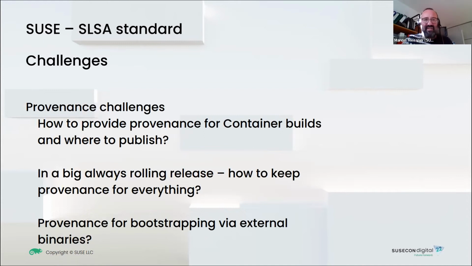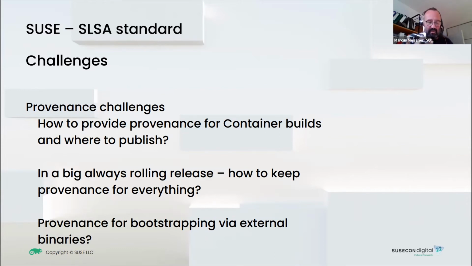So, challenges that we faced, provenance challenges. Currently provenance for RPM builds is kind of easy. We put the JSON file beside the RPM. We're still looking at how to do container provenance and where to publish the provenance files in the end, besides in the OCI registry, or in the record log, or wherever.